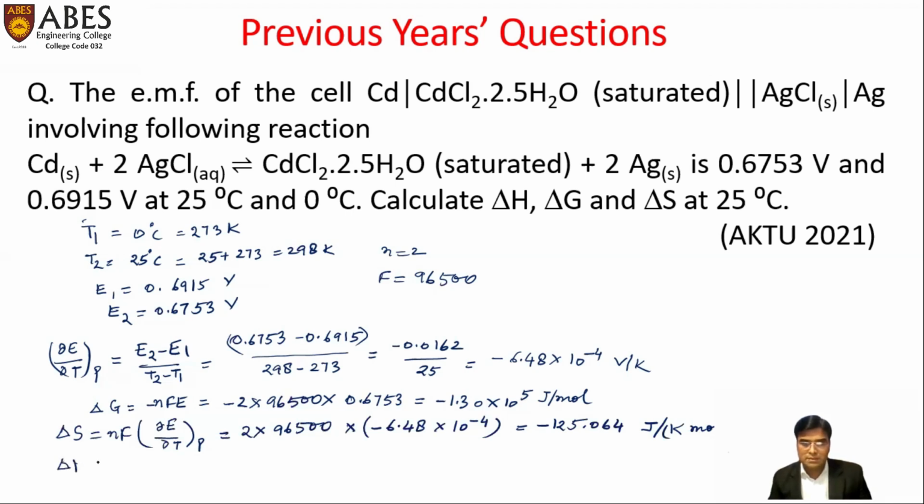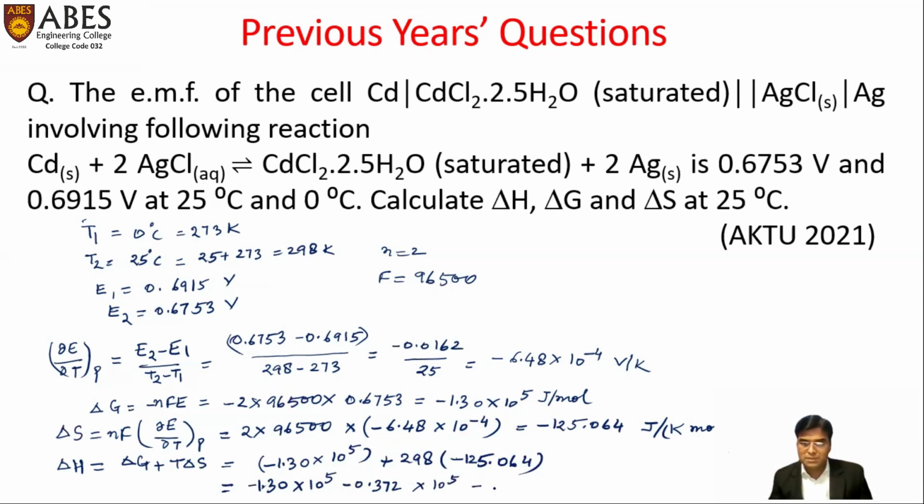If we have to calculate delta H, then it can be calculated as delta H is equal to delta G plus T delta S. So delta G we have calculated here. It is minus 1.30 multiplied by 10 to the power 5 plus T is 298 because we have to calculate at 25 degrees centigrade, and delta S we have calculated as minus 125.064. So it comes as minus 1.30 multiplied by 10 to the power 5 minus 0.372 into 10 to the power 5. So it comes as minus 1.672 into 10 to the power 5 joule per mole.